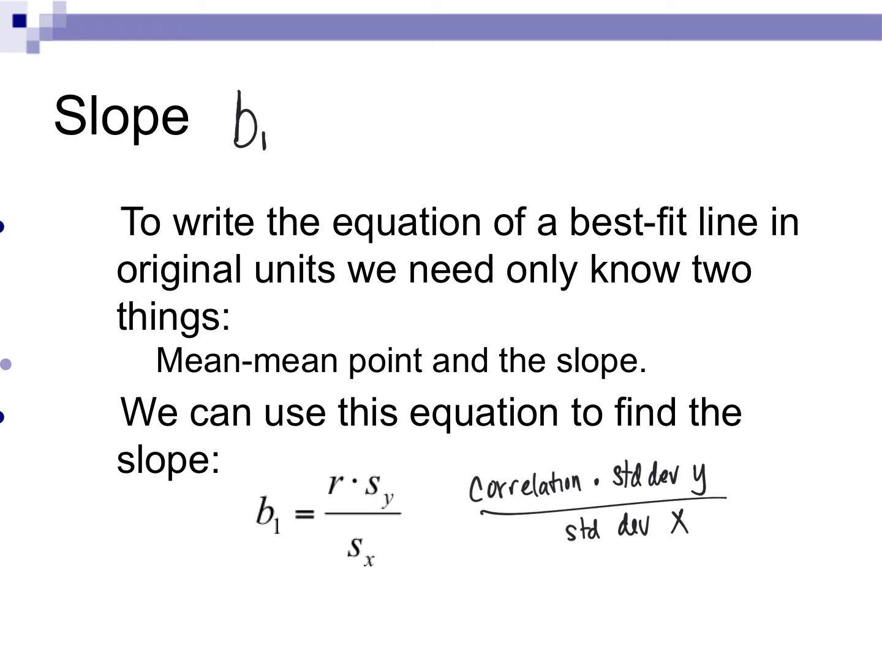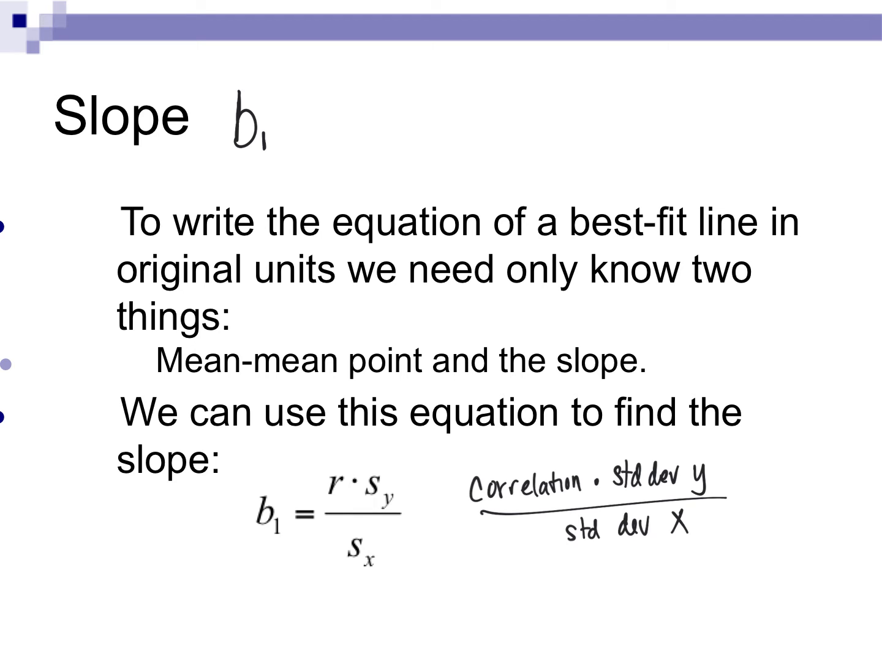Should be pretty familiar because our slope equation was the change in y divided by the change in x from algebra 1, right? From pre-algebra. y2 minus y1, that's finding the change in y over x2 minus x1, the change in x. But statistically, the change, the variation, is our standard deviation. So we can take this correlation times the standard deviation of y divided by the standard deviation of x, and that gives us our slope.